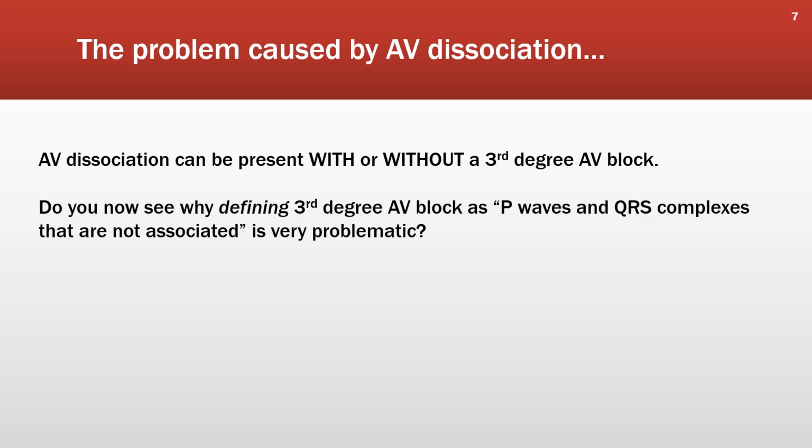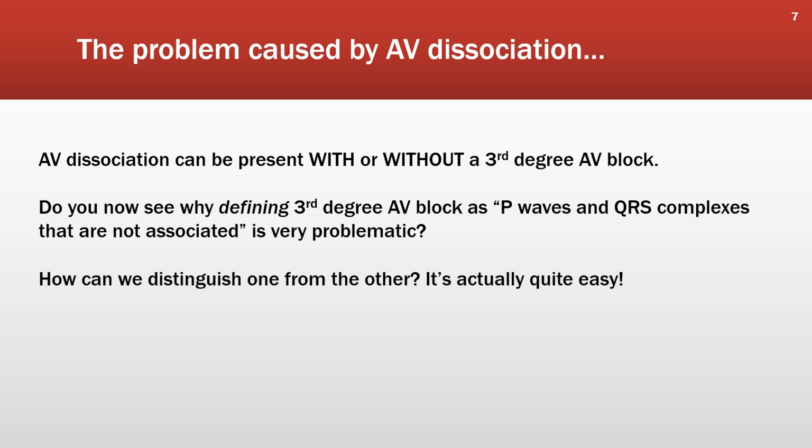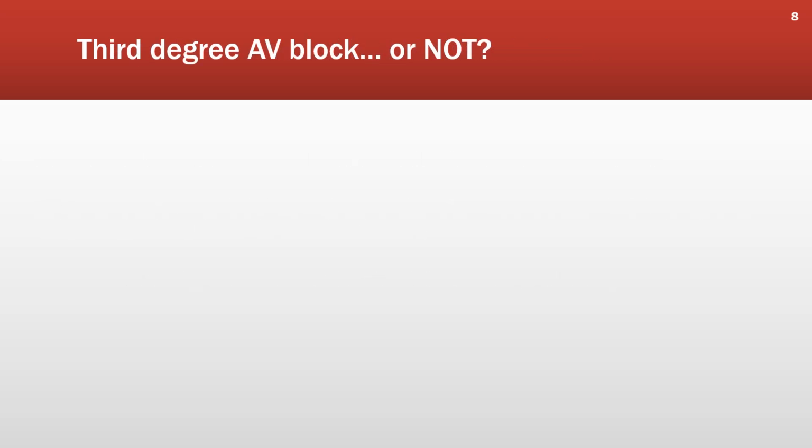Now, do you see why defining third-degree AV block as P waves and QRS complexes that are not associated is very problematic? How can we distinguish one from the other? Well, it's actually quite easy. In deciding whether AV dissociation is due to a third-degree AV block or something more benign, there are four things you need to consider.